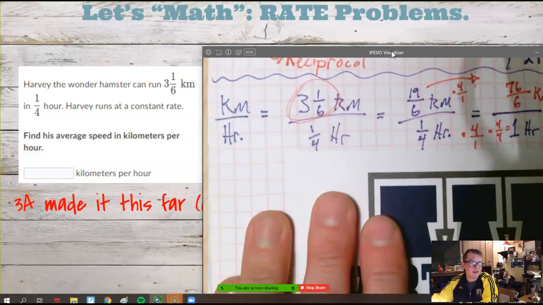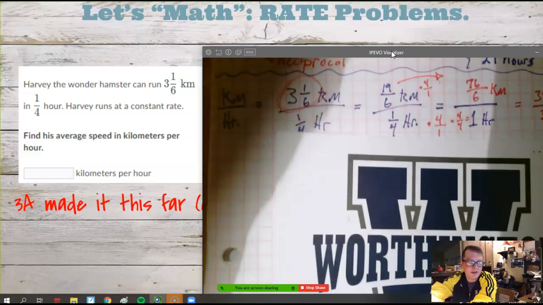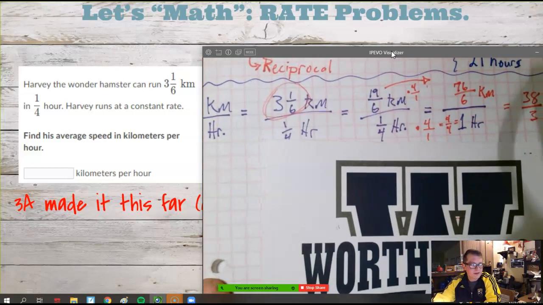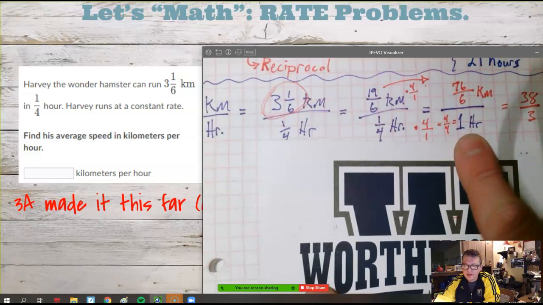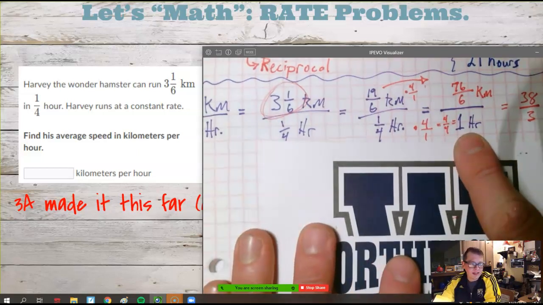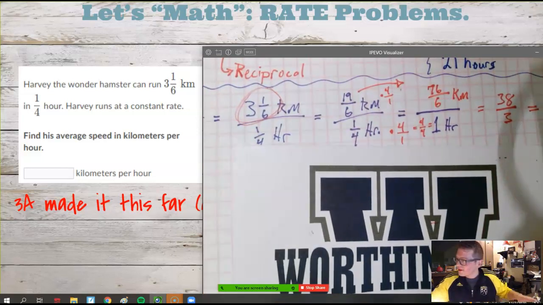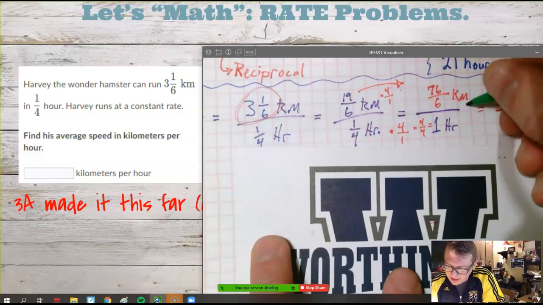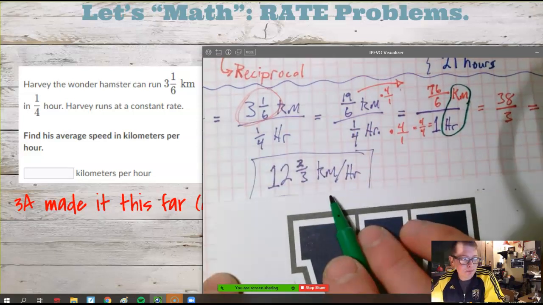So then we figure out how to do the math to get us to 1 hour. How do I turn a 1/4 that's on bottom into a 1? Well, we multiply by 4. Once we get our value over 1, we can now write it as just the value of the numerator, but what does this tell me my label is? And the problem tells me what my label is too, but yes, kilometers per hour.